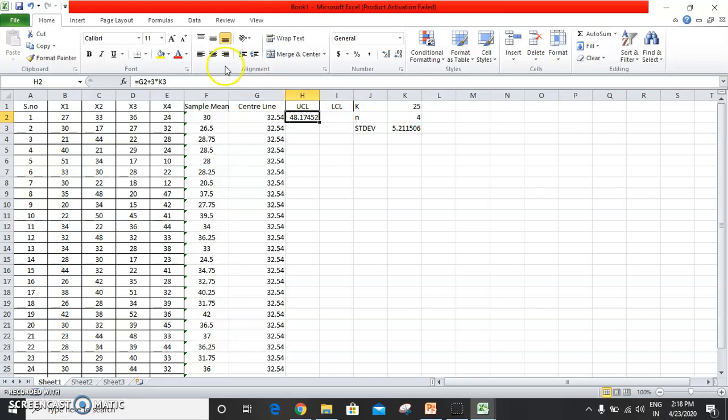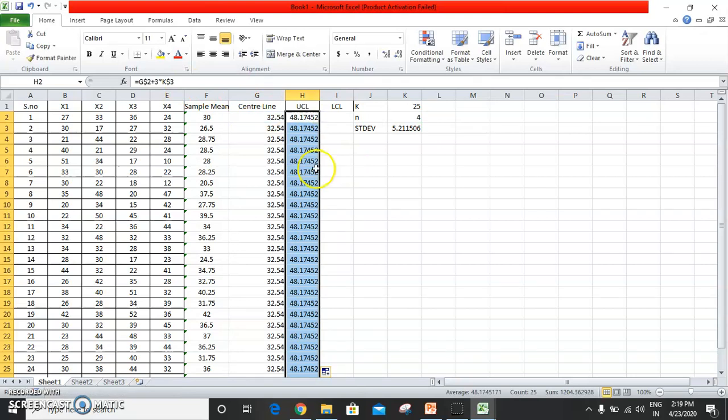Again here, to make it constant, we are going to put a dollar sign. The value of the standard deviation is also not changing anywhere, so we are again going to put the dollar sign to keep it the same. You just have to double click here and the value will be filled for all.